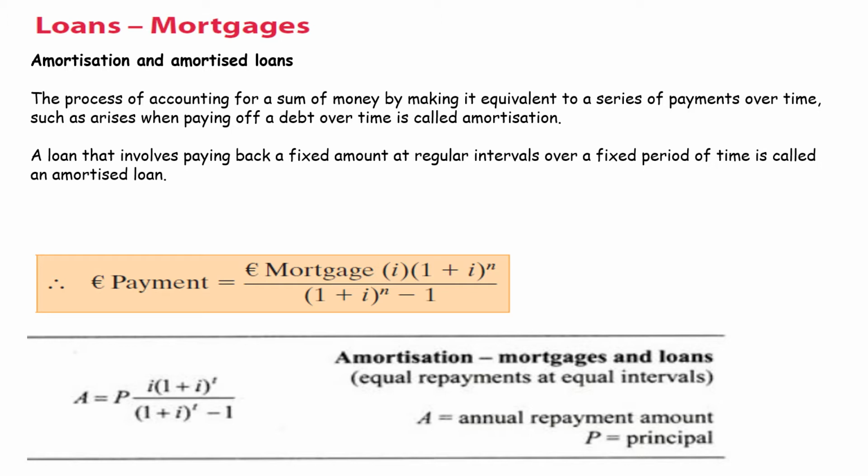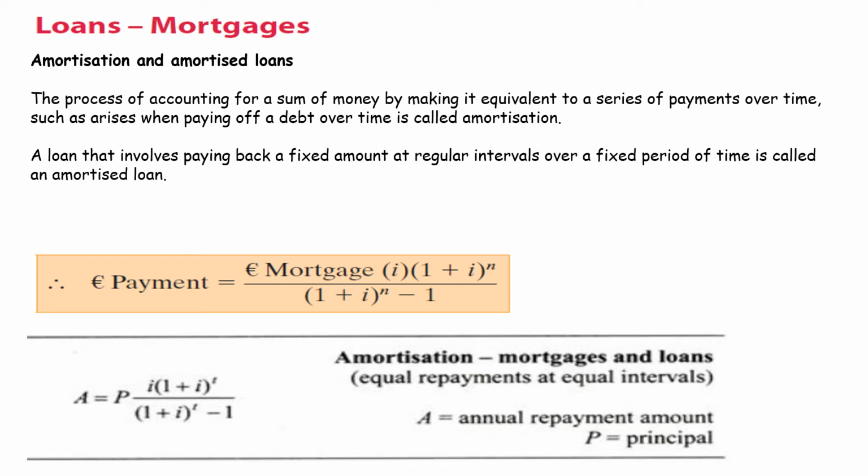When we talk about mortgages, it's probably something you hear the word a lot, but a mortgage is a very special type of loan that we take out on a building, and most people have a mortgage if they've bought their own house. The process of accounting for a sum of money by making it equivalent to a series of payments over time, such as arises when paying off a debt, like a loan over time, is called amortization. A loan that involves paying back a fixed amount at fixed regular intervals over a fixed period of time is called an amortized loan.